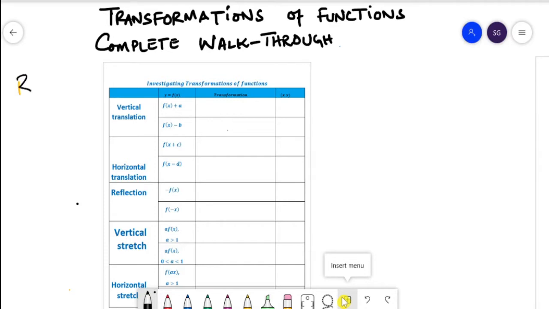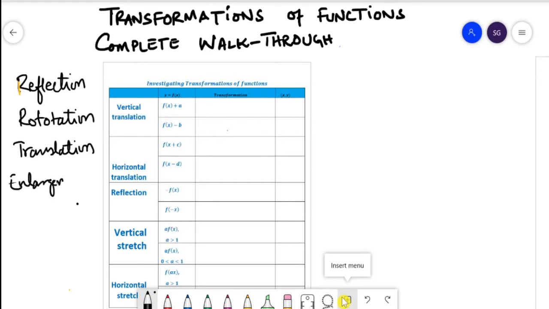At the moment we have the following transformations in our syllabus. We have reflection, rotation, translation, enlargement, stretch, and shear. Out of these possible transformations, for the graphs of the different functions, we are going to discuss reflection, translation, and stretch. So these are the three transformations that we will discuss here.